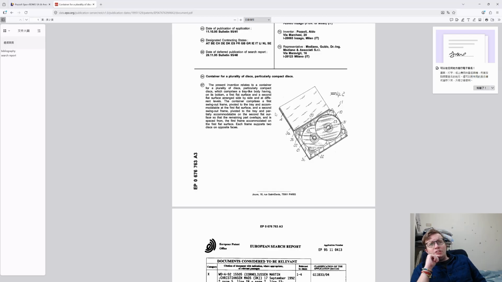tray-like body having on its bottom a first flat surface and a second flat surface arranged side by side at different levels. The container comprises a first swing-out frame pivoted to the tray and accommodatable at the first flat surface, and a second swing-out frame pivoted to the tray and partially accommodatable on the second flat surface so that the remaining part overlaps and is spaced from the first flat accommodated on the first flat surface. Each frame supports two disks on opposite faces.